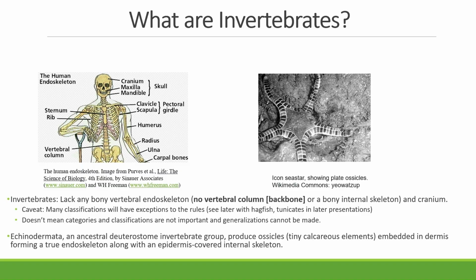For example, even though echinoderms, shown in this image to the right with an iconic sea star, are invertebrates, they produce tiny calcareous elements called ossicles that are embedded in their dermis. These ossicles form a true endoskeleton covered by epidermis. So while they lack a backbone, they have evolved their own version of internal skeletal support, but they would still be considered an invertebrate. So for now, just remember that when we say invertebrates, we're talking about animals without a bony vertebral column.